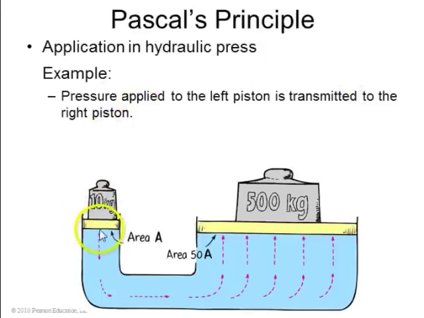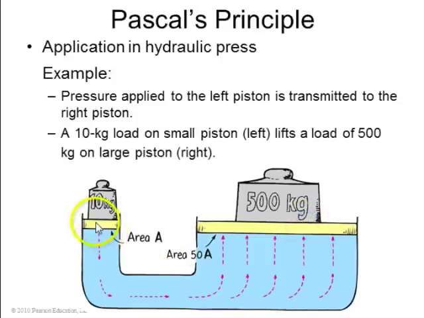The pressure applied to this left piston is transmitted, same pressure, to this right piston. So if the area is smaller on this side than on this side, well, actually it's 50 times. The area is 50 times bigger here, then the force can be 50 times bigger. You can support a bigger mass.